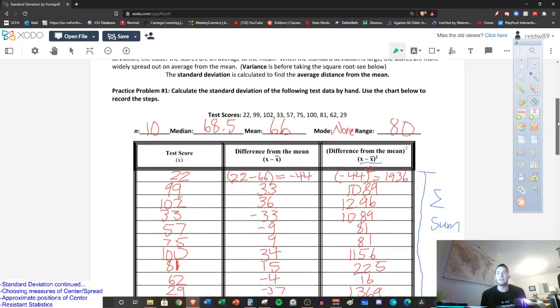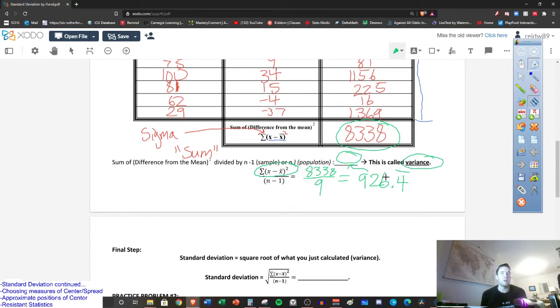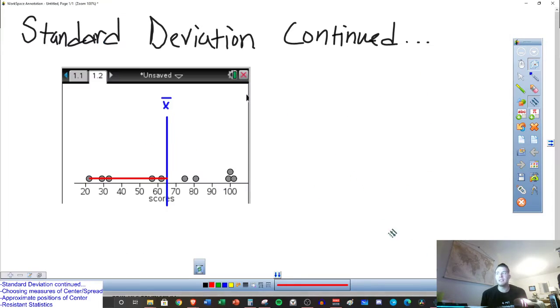And let's think about this. This can't be our final answer. If we go back here, if we have 926, does that look how I have this red line? Is that the average distance to the mean? No, the furthest distance is 44. So we know that this is not a reasonable distance from the mean. So the variance is not that, it is just the distance from the mean that is squared. Okay, the average squared distance is what we call variance. So that's not what we have.